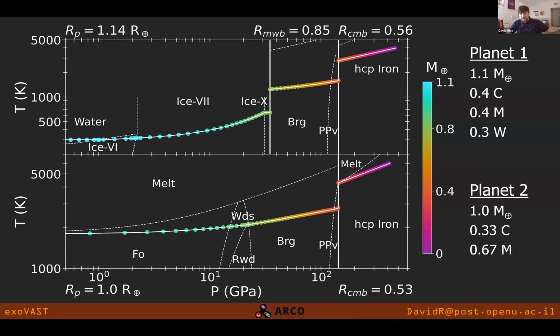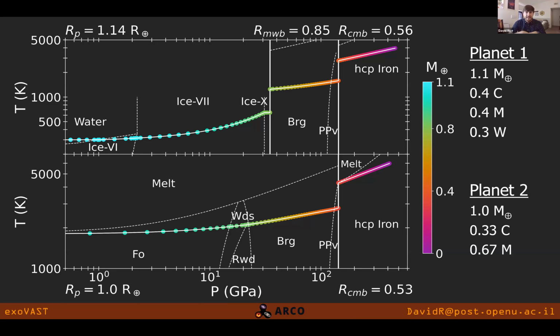So the top planet starts in water, goes through these high pressure ice phases, ice 6, ice 7, ice 10. We can put temperature discontinuities between the layers. So we see this temperature discontinuity in the Earth between the mantle and the core. So we want to be able to simulate those if you want them in your planet, or you can keep them all at thermal equilibrium and not put a discontinuity. But to demonstrate, I put a temperature discontinuity between the layers. So it jumps up into bridgmanite, post-perovskite, this high pressure silicate, and into hexagonal close-packed iron in the core.